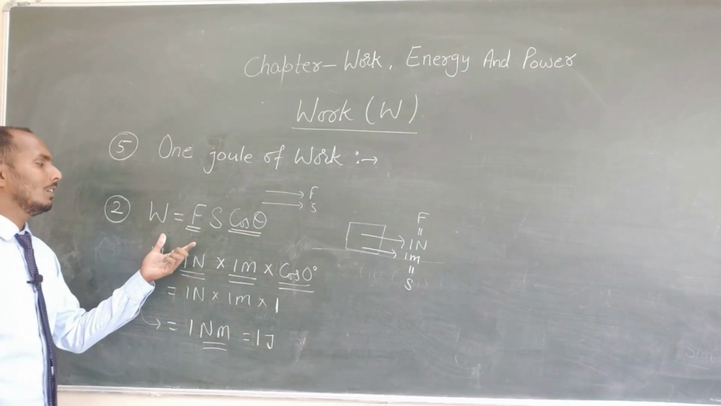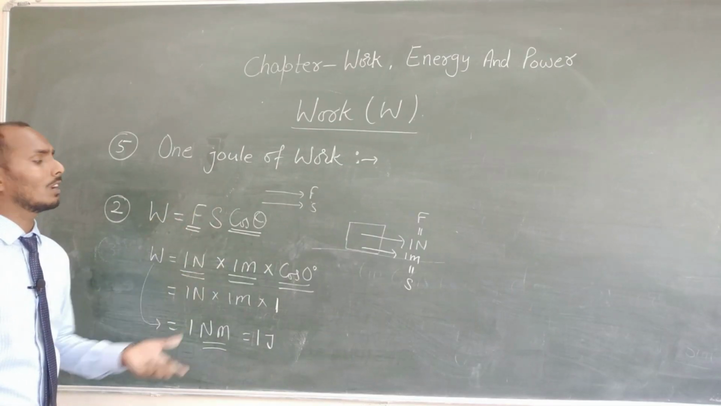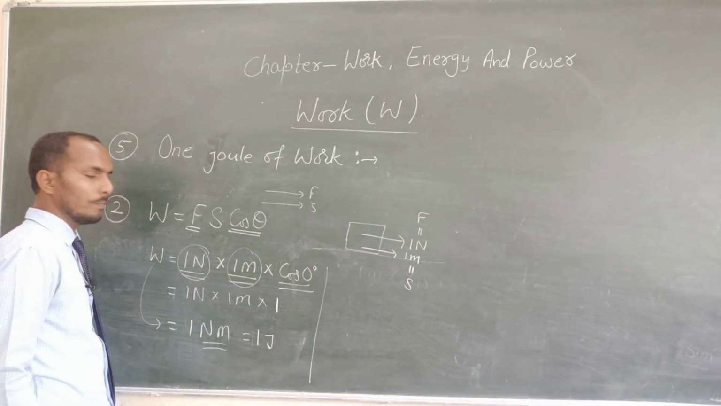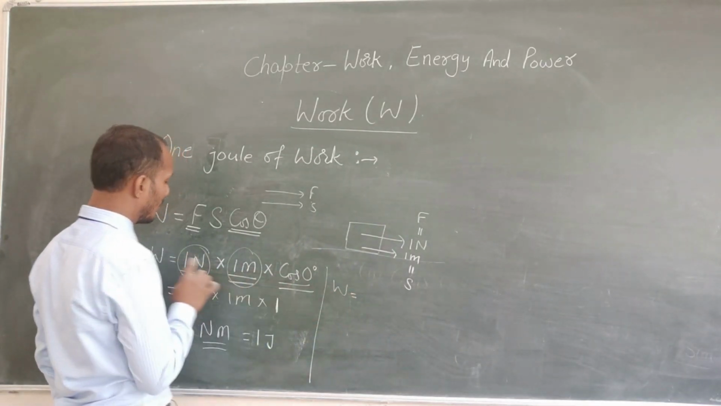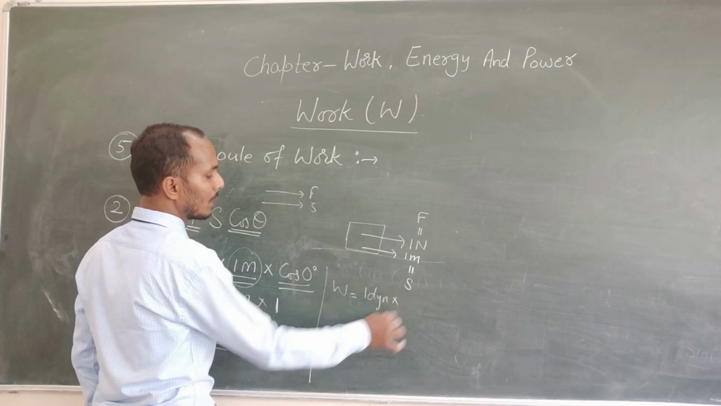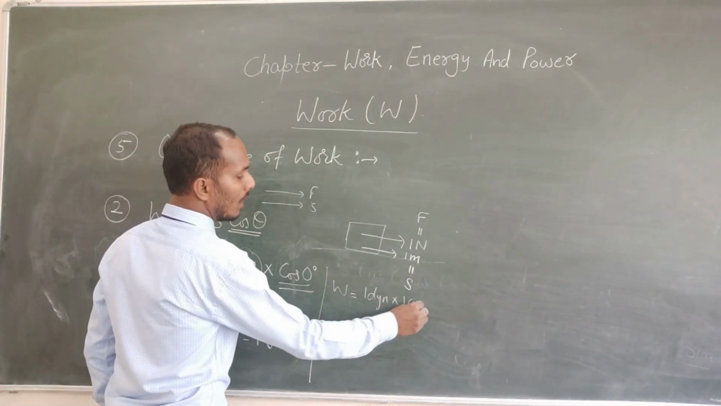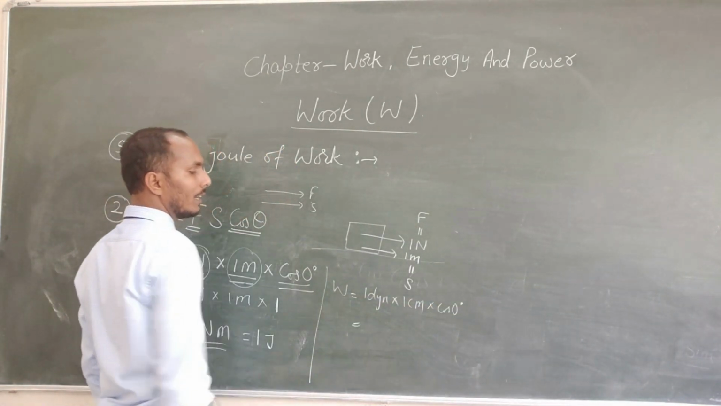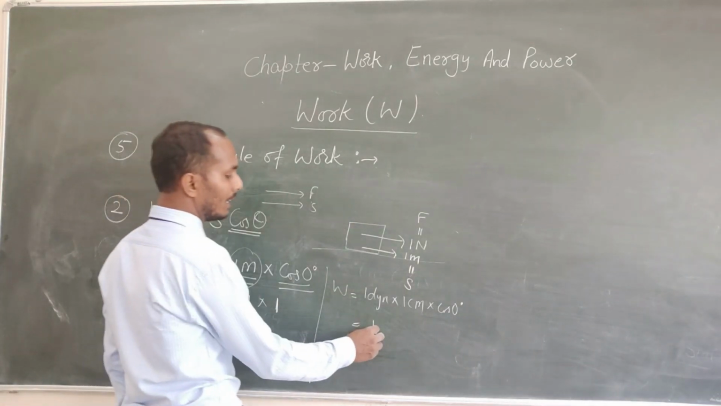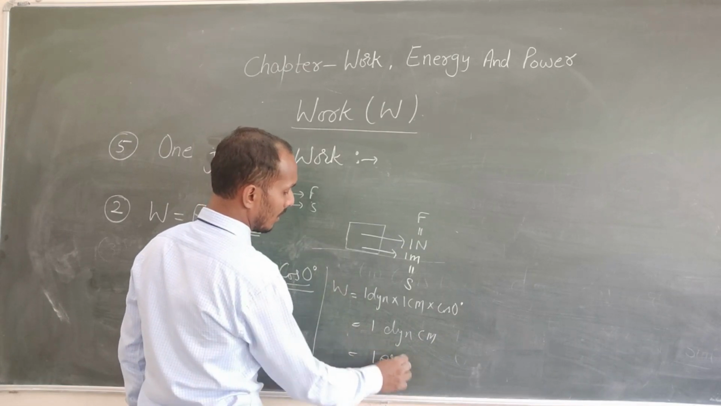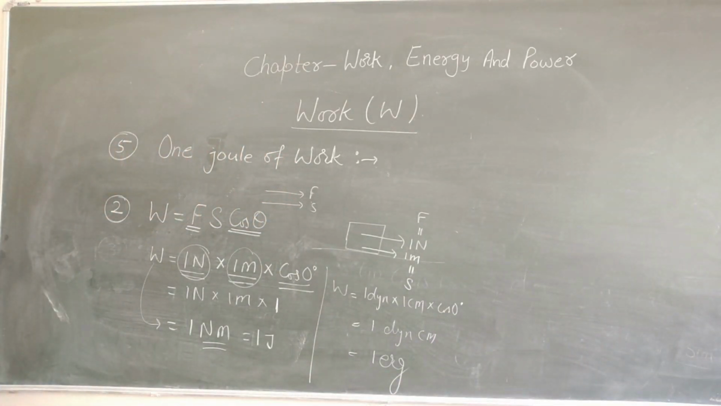Similarly, you can define 1 erg also, in the CGS system. Work is said to be 1 erg when 1 dyne force is applied on a body and the body covers 1 centimeter distance in the direction of force applied. Then it becomes 1 dyne centimeter, which means 1 erg. So in this way you define the following terms.